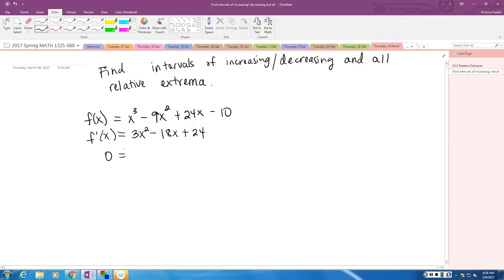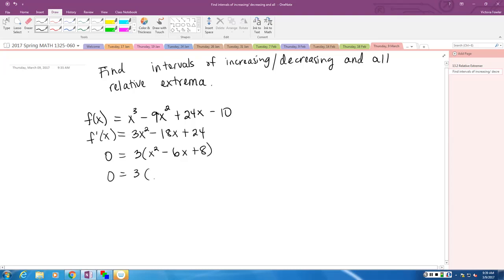And what do you suggest I do? Perfect. Okay, so let's make this a little bit easier to work with. Let's factor out a 3. The GCF is 3. So I've got 3 times the quantity x squared minus 6x plus 8. Is that right?